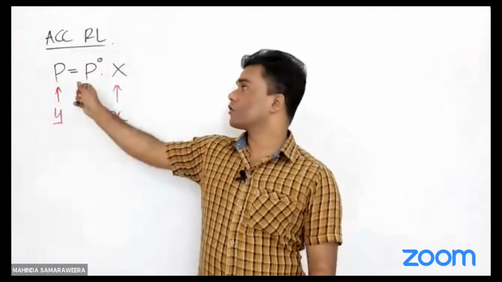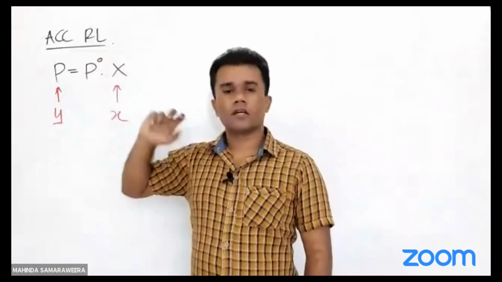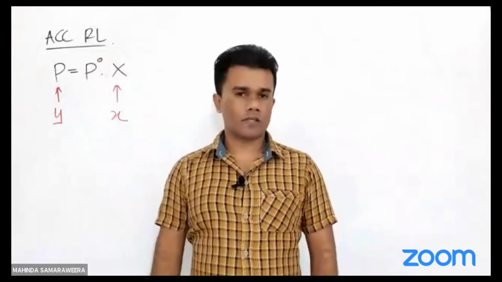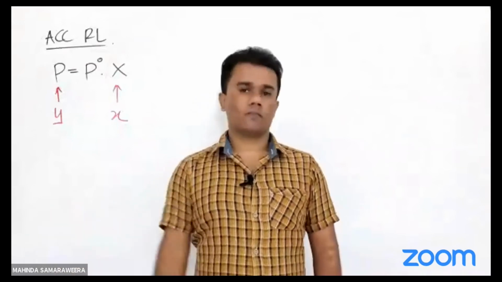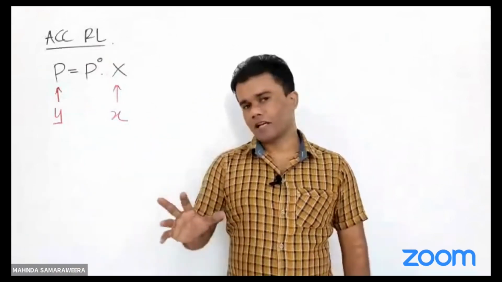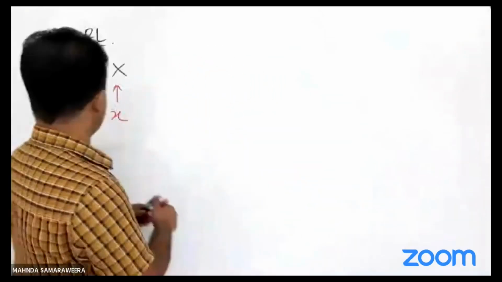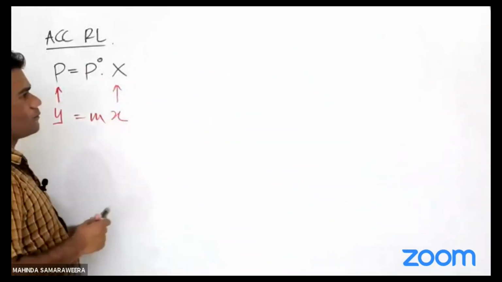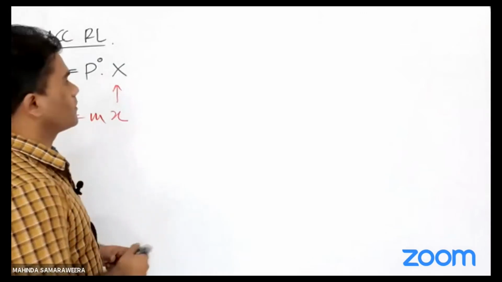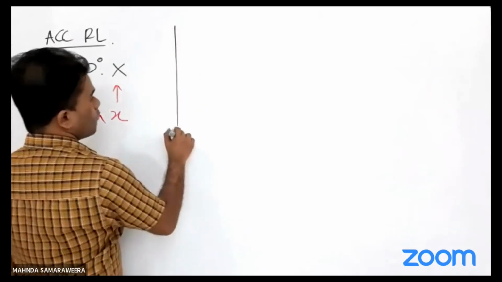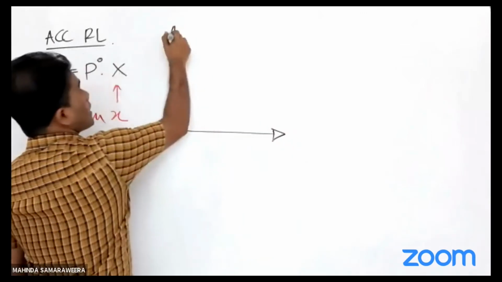Since P naught is constant at constant temperature, what should the graph look like? The graph should be something like y equals mx type, because P naught is constant. So y equals mx type. Then I draw that one for component A like this.